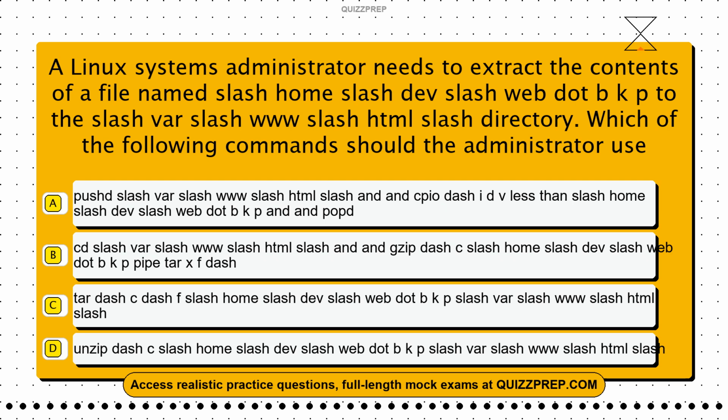Option C, tar -c -f /home/dev/web.bkp /var/www/html/. Option D, unzip -c /home/dev/web.bkp /var/www/html/.